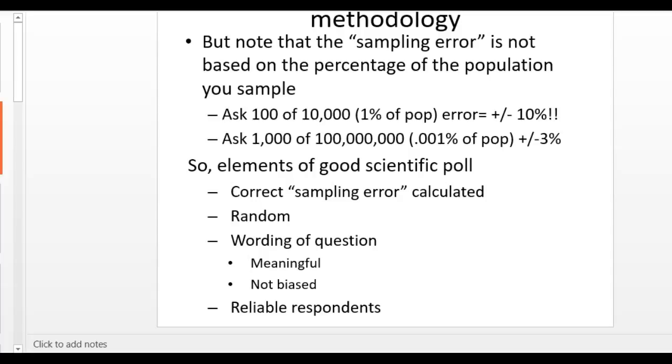But the first survey actually has a much higher sampling error, plus or minus 10%. So if you ask 100 and you get 50-50, the correct answer can range from 40 all the way up to 60. And that's a pretty high margin of error. It's not very useful in most cases. But if you ask 1,000 out of 100 million people, your margin of sampling error is only plus or minus 3 percentage points.